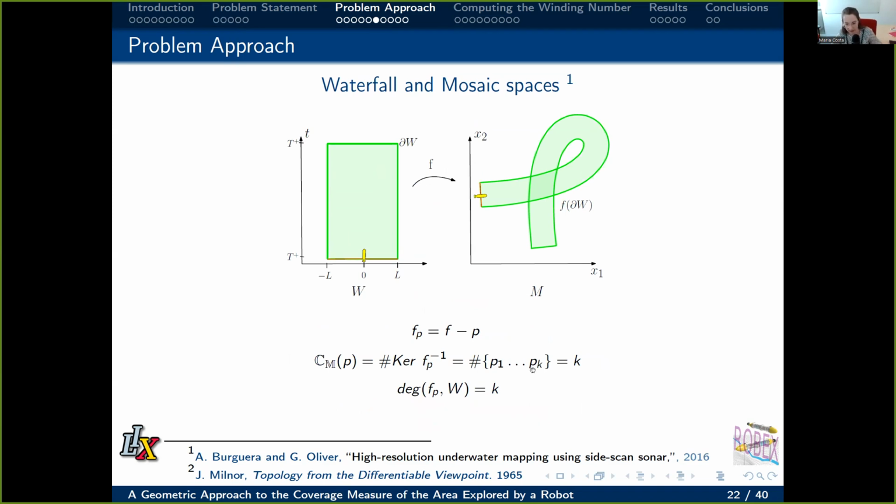So we are going to have something like this. And also by definition, we know that in the plane, this topological degree would be equal to the winding number of FP over the boundary of W with respect to 0. And from the definition of FP, we can rearrange things so we can have the winding number of the function F over the boundary of W with respect to P. That is equal to K, that is equal to the coverage measure. And we know that F over the boundary of W is actually the sonar's contour. So that's how we prove what we wanted in the previous slide. So I know that maybe it was too fast for a proof. So if someone wants to discuss it afterwards, I will be happy to do it.